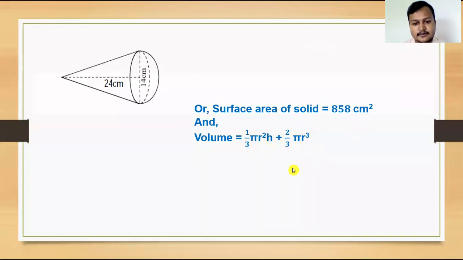Or directly we can put values. What you want to do, that's your choice. Here I substituted values directly. 1 by 3 pi, with pi as 22 by 7, r square is 7 square, into h which is 24, plus 2 by 3 pi 22 by 7, r cube means 7 cube. Now out of the 2 sevens, 1 is cancelled, and here also 1 is cancelled. The remaining value will be 2.